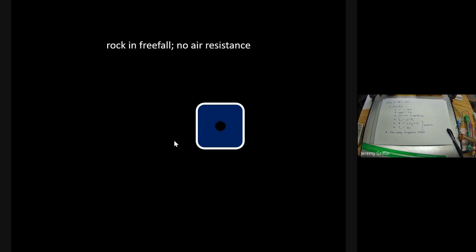Okay? Right. How about a rock in free fall with no air resistance? Rock in free fall. Draw this one in your notes before I show you the answer. I want to see if you guys can get this. I bet you guys can. You should be able to get this. Rock in free fall. We're going to ignore the air drag. What's that going to look like?